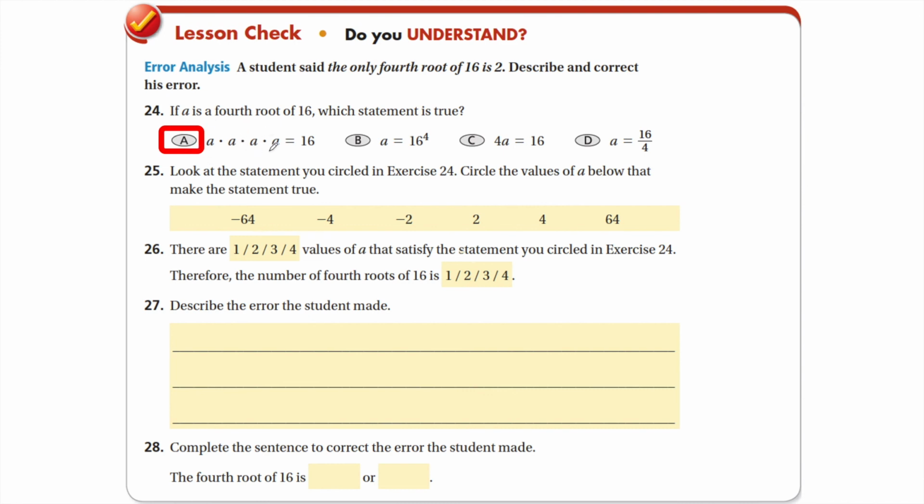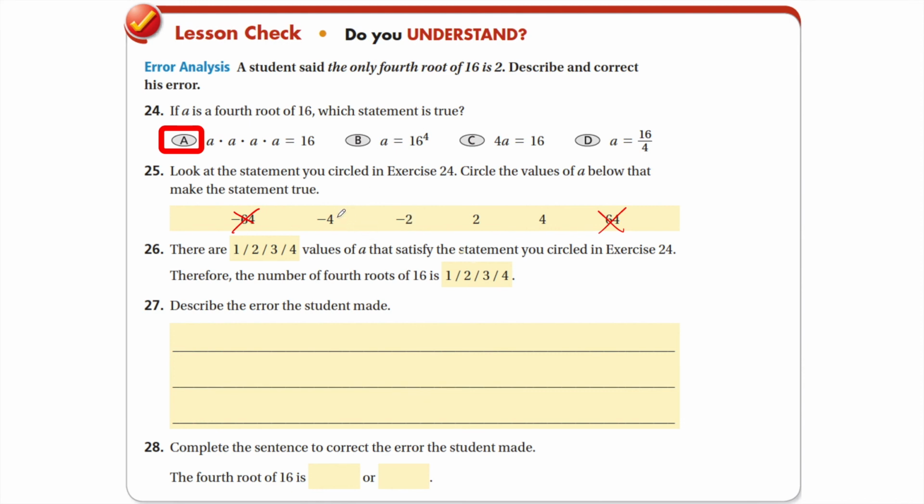Using this statement right here for exercise 24, in 25 we have to figure out which one of these numbers will make this one be true. What is the value of a? Well, 64 and negative 64 we can rule out immediately, they're way too large. If we were to multiply a large number by itself 4 separate times, it's going to be a massive number.